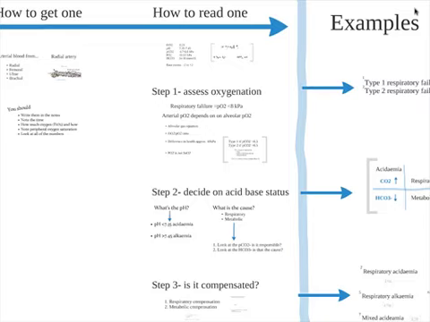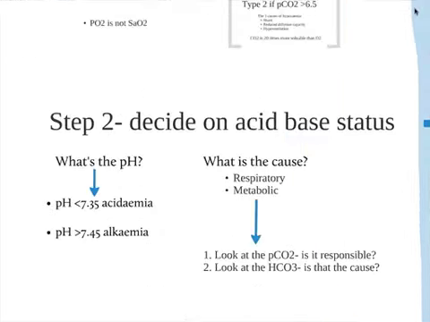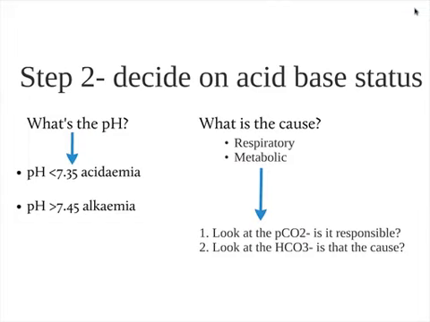The second thing we need to do when we've got our blood gas is to decide on their acid-base status. And the first question you should ask yourself is, what is the pH? If it's less than 7.35, then it's acidemia. If it's greater than 7.45, then it's alkalemia. The second question, after you've decided whether it's an acidemia, normal, or an alkalemia, is to work out what's the cause. Is it respiratory, or is it metabolic?